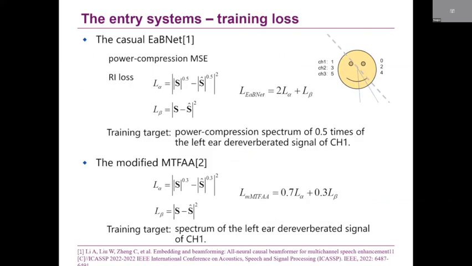We train the two nets with different loss and target. According to the original article, the quarter EABNet takes the power compression mean square error as train loss, and we set its training target at the power compression spectrum of 205 times of the left ear derivative signal of CH1. The loss of the modified MTFAA is also a mean square error, but we changed the parameters a little bit. And the training target is the spectrum of the left ear derivative signal of CH1.